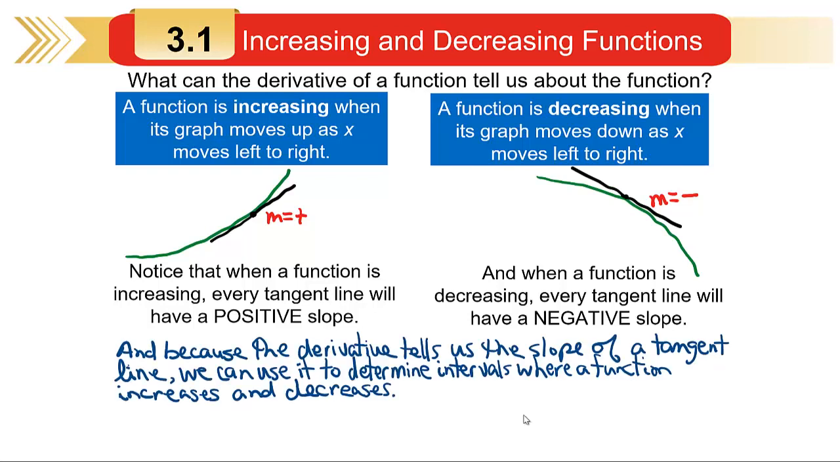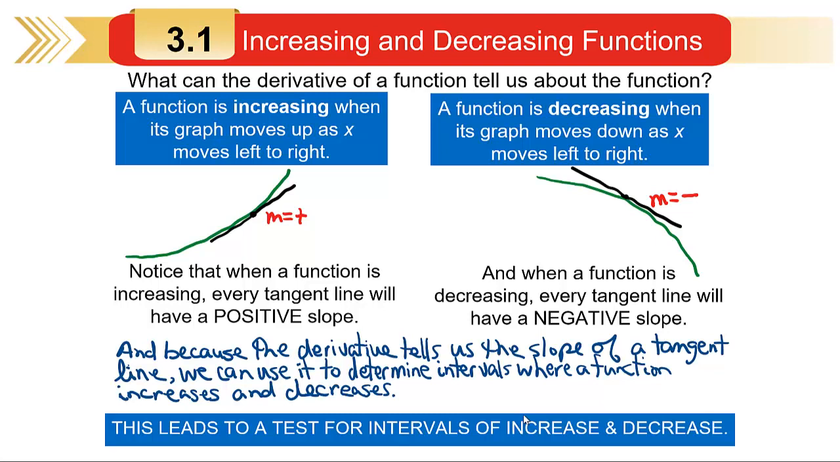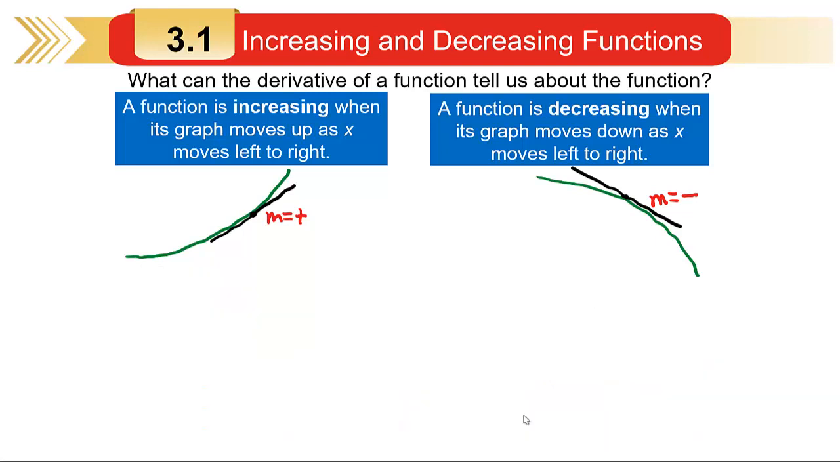And we also know that the derivative tells us the slope of a tangent line. That means that we can use the derivative to determine intervals for a generic function where that function is increasing and decreasing. This is very important. It's a very important technique, and the main goal of this lesson is to become familiar with this idea and be able to implement it. This idea leads to a test for intervals of increase and decrease for a function.